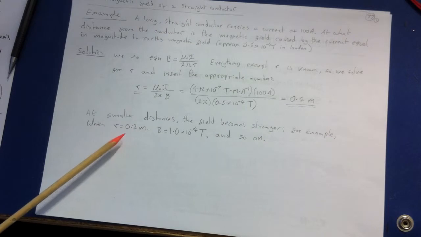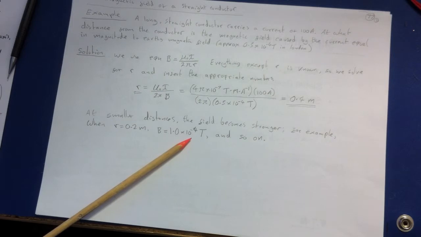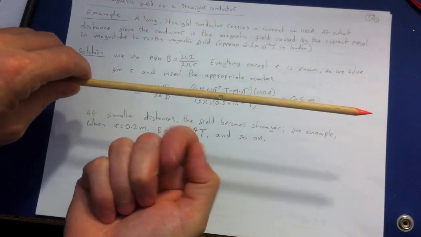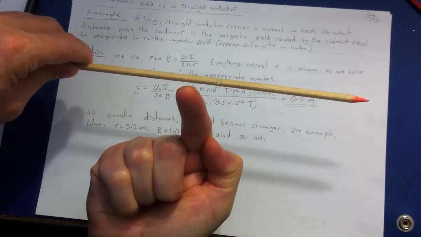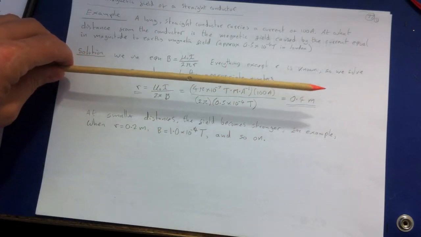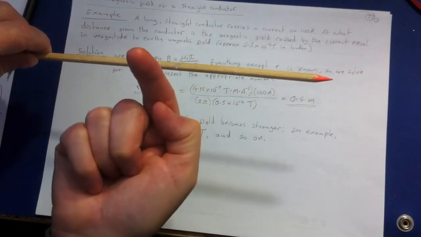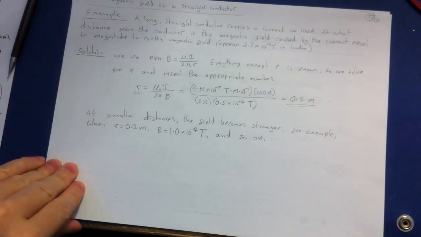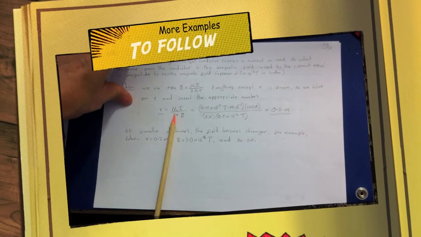For example, when r equals 0.2, B equals 1 times 10 to the minus 4 Tesla, and so on. So if we decrease the radius, the closer we get, the more the needle is at right angles, because of course the Earth's magnetic field won't have any effect compared to how strong this current is affecting this compass needle. So that's a good experiment you could actually do. That nicely shows how this equation actually works, so you can prove that equation there.